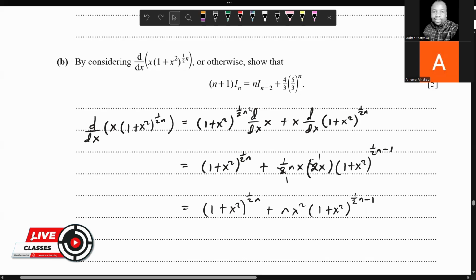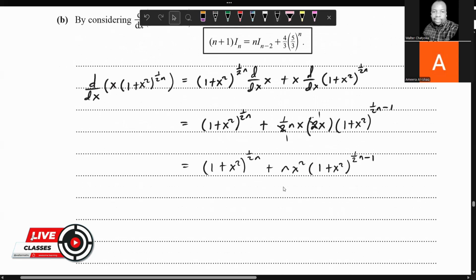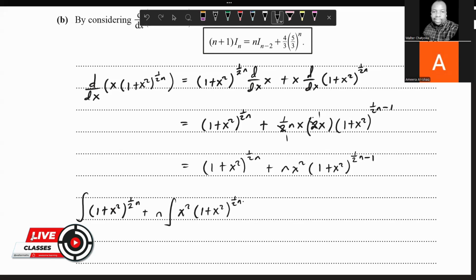So now that we have this, the question says we should show that this is the thing, okay? So we know for certain that since this is differentiation, if we do the reverse of differentiation, then that's integration, okay? So basically we are saying if we integrate 1 plus x squared to the half n plus n times the integral of x squared times 1 plus x squared to the half n minus 1. Okay, so all this is with respect to x.